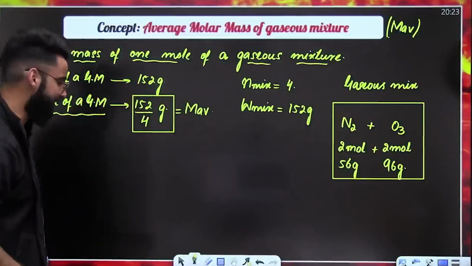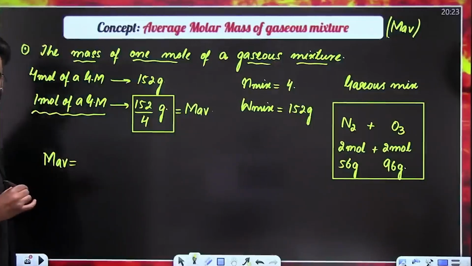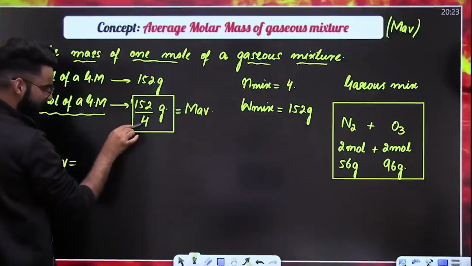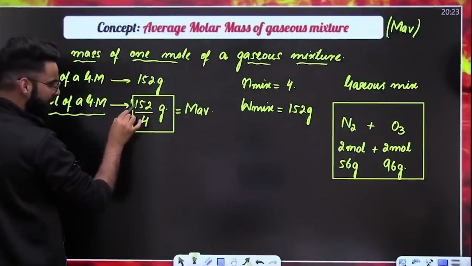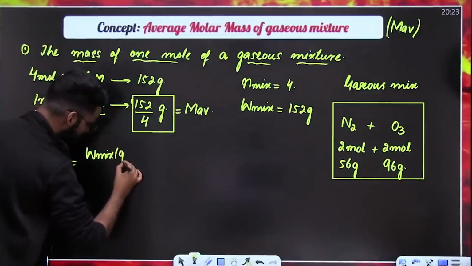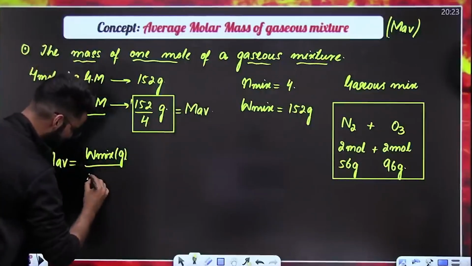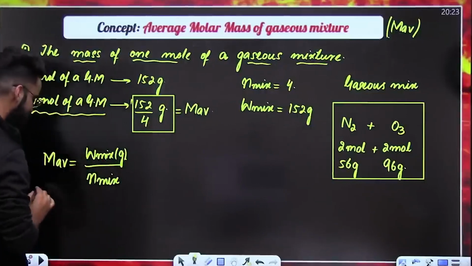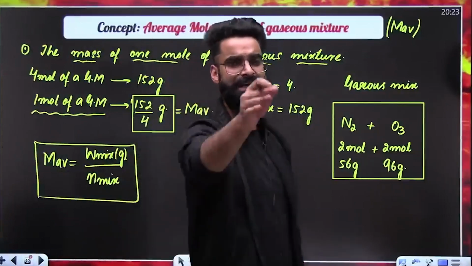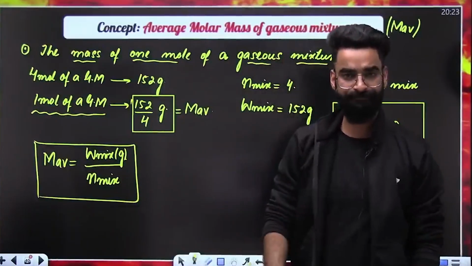Now, why am I doing this? I just want to make the formula to calculate the average molar mass of the gas. In the formula of average molar mass, there should be 2 terms, one in numerator, one in denominator. In the numerator here, you can see 152, which was basically the mass of the mixture. So in the numerator, there has to be the mass of the mixture in grams. And in the denominator, it is 4 here. And what was 4? 4 was basically the total moles present in the mixture. So this is one general formula by means of which you can easily calculate the average molar mass of the gas.